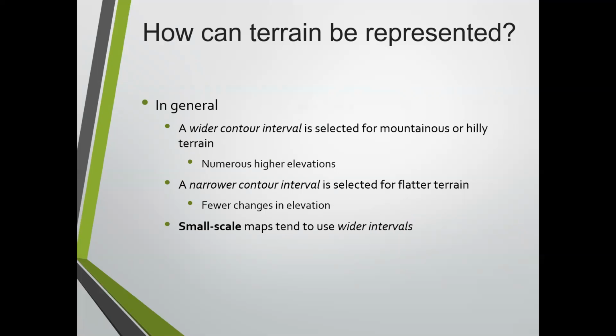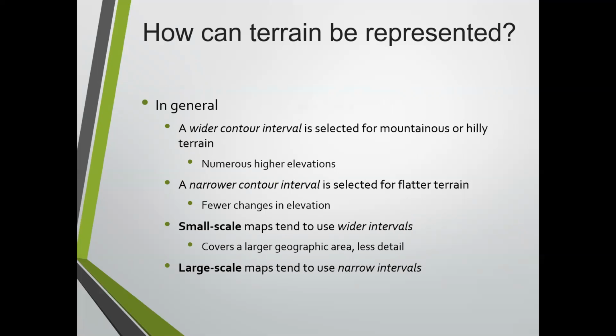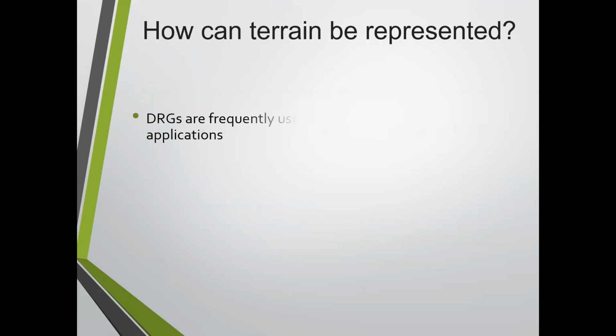So scale also is usually a dependent kind of thing. Small scale maps tend to use a wider interval because they cover larger geographic areas, but they'll tend to show less detail. So again, if we go to a small interval, you're going to have a lot of contours, and it gets to just be too overwhelming. Large scale maps then tend to use a narrower interval. And large scale maps cover a smaller geographic area, but with much more detail. So we've talked about all of that before.